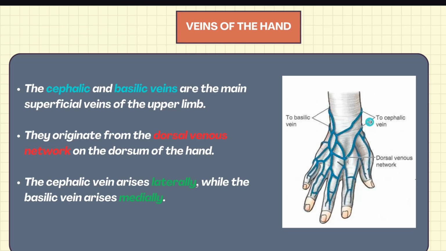Now that we finished the arteries, let's talk about the veins of the hand. We know from earlier lectures that you have two main veins in the upper limb: the cephalic and the basilic vein, cephalic being lateral and basilic being the medial one. These two originate from the veins in the hand, which collectively are called the dorsal venous network. This dorsal venous network is going to give off two veins. If you go laterally, it's going to give the cephalic vein, and if you go medially, you're going to have the basilic vein.